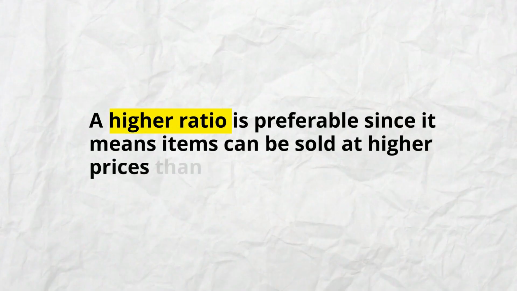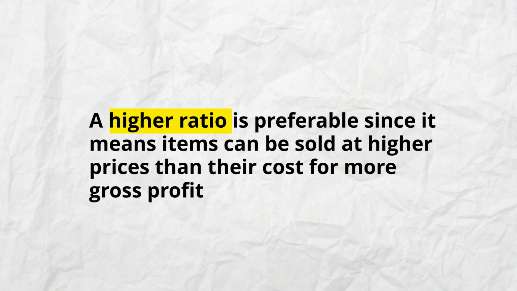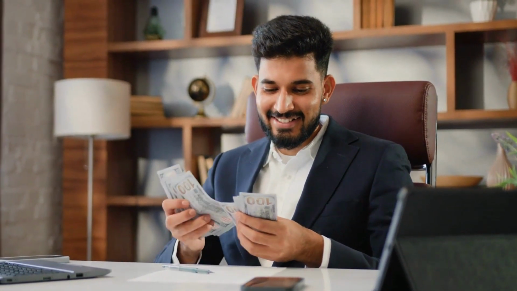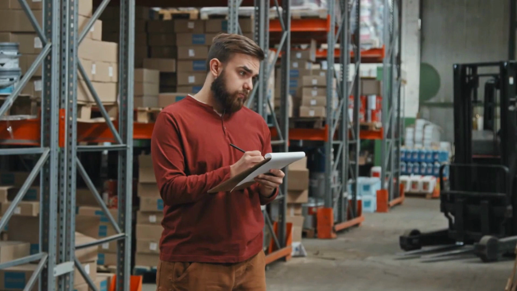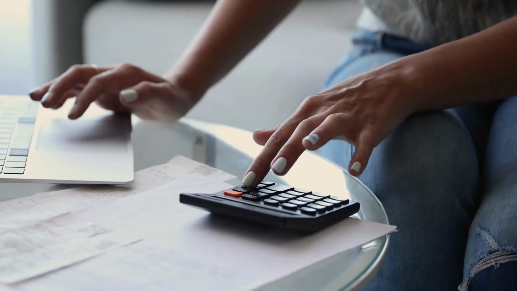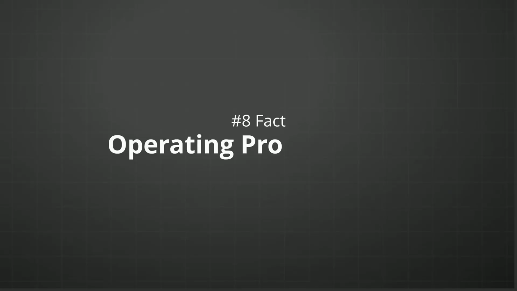A higher ratio is preferable since it means items can be sold at higher prices than their cost for more gross profit, leaving you with enough earnings to cover operating expenses. If you have various products sold, it's ideal to compute each item's margin to determine whether you need to adjust pricing. Next up, operating profit margin.